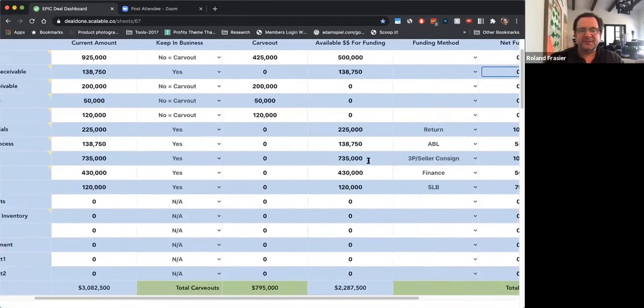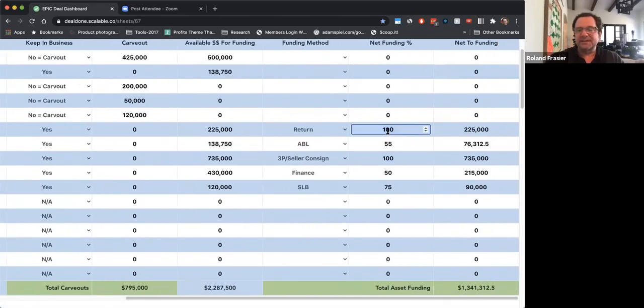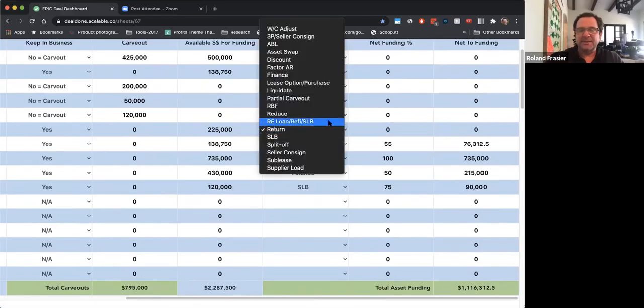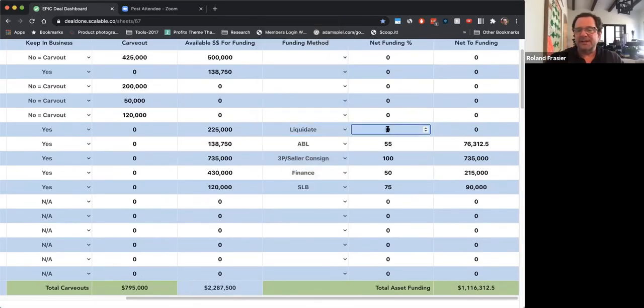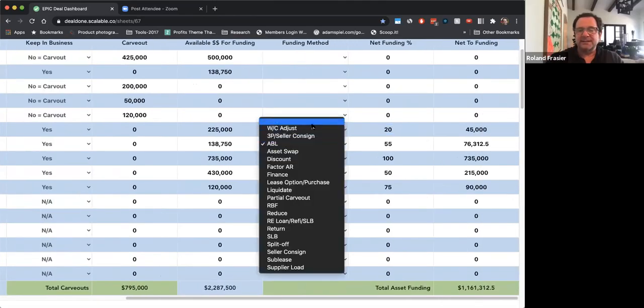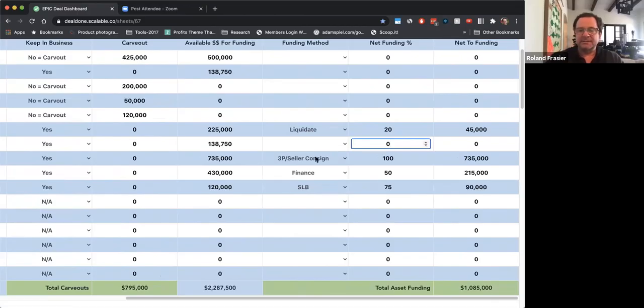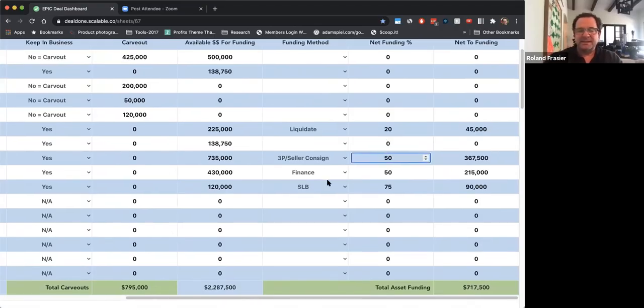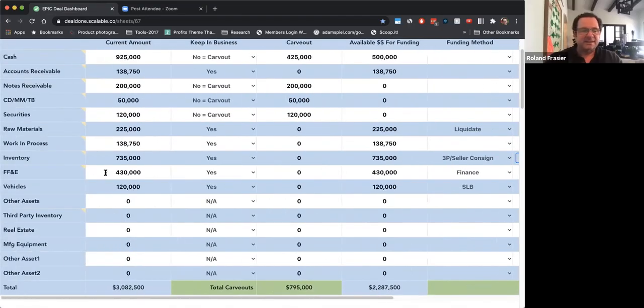And what else do we have? Inventory, the raw materials. I don't want to return any of those. Instead, what I'll do is maybe I will liquidate part of that I don't need. And maybe that's 20%, let's say, right? That I'm going to liquidate. So I'll just do that, and it'll adjust that for me. And let's say on the work in process that I don't want to do anything there at all. So that's going to be 0. And then on my inventory, the seller won't consign it. So I go and get an inventory loan of 50%. And just looking at how can I make this look way better.